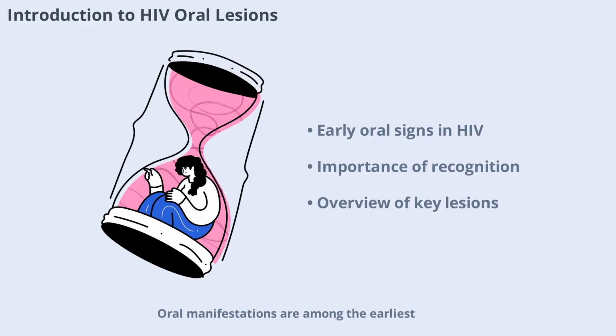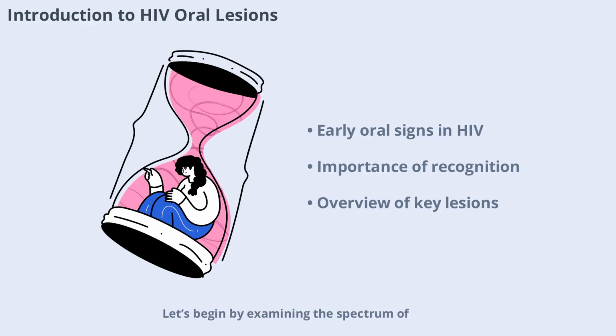Oral manifestations are among the earliest and most significant indicators of HIV infection. Recognizing these lesions is crucial for early diagnosis and management. In this video, we'll explore the main types of oral and periodontal diseases associated with HIV, their clinical features, and current management strategies. Whether you're a dental professional, a medical student, or someone interested in oral health, understanding these conditions can help improve patient outcomes and quality of life.